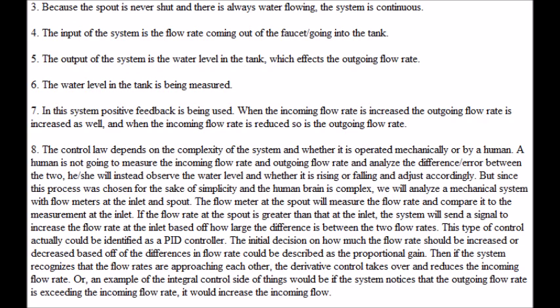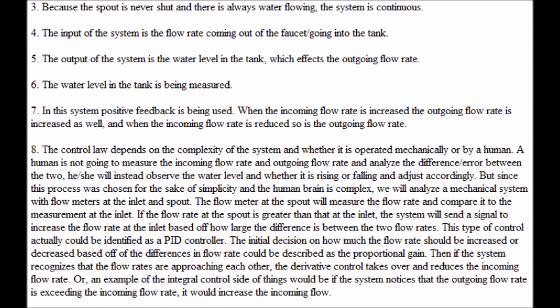So the control law depends on the complexity of the system and whether it is operated mechanically or by a human. As mentioned previously, a human is not going to measure the incoming flow rate and outgoing flow rate and analyze the difference, or error, between the two. He or she will instead observe the water level and whether it is rising or falling and adjust accordingly.